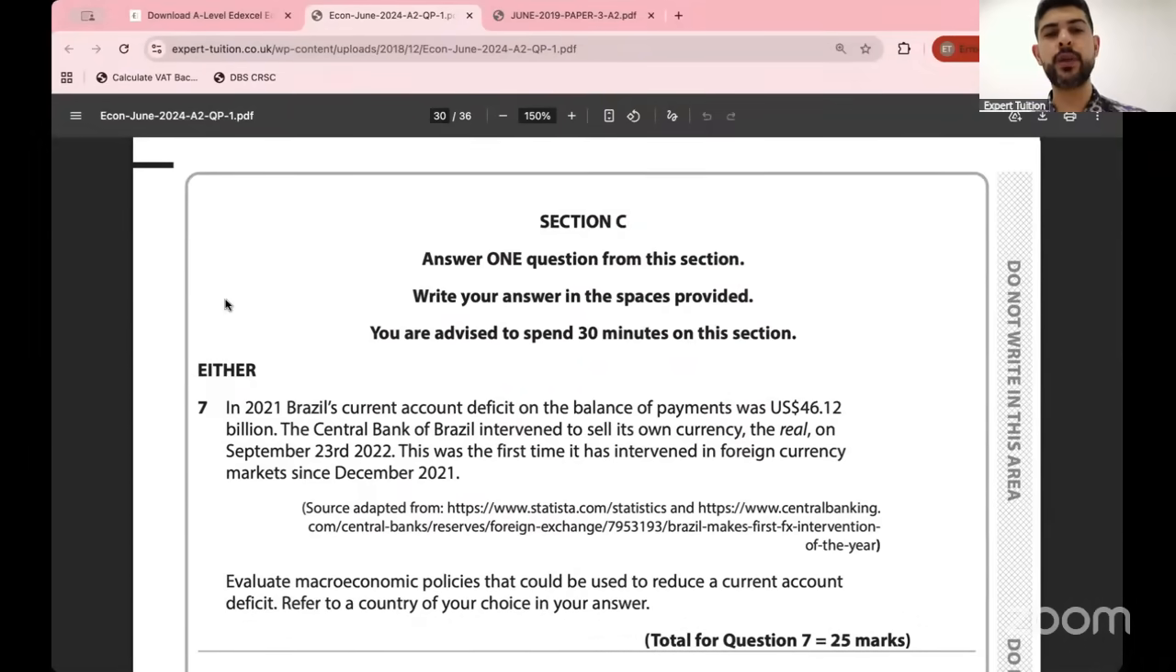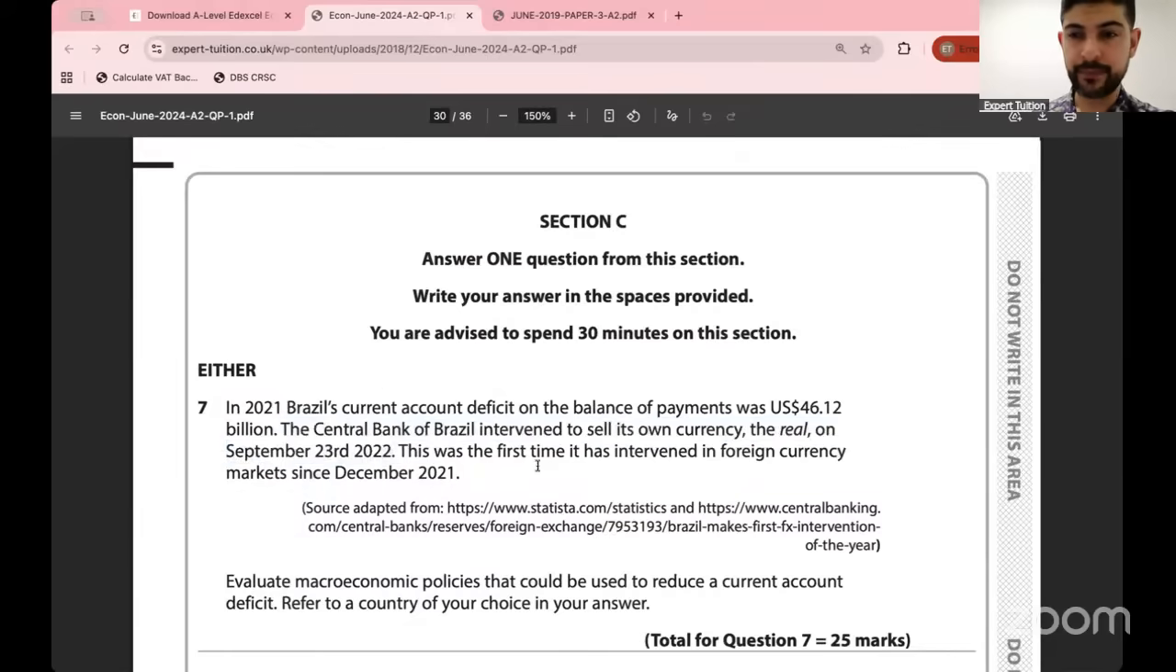It says in 2021, Brazil's current account deficit on the balance of payments was $46.12 billion. The Central Bank of Brazil intervened to sell its own currency, the real, on September 23rd, 2022. This was the first time it had intervened in foreign currency markets since December 2021. So if I were devaluing the currency, this is a big clue. You would literally quote the fact that the central bank did it on September 23rd, 2022.